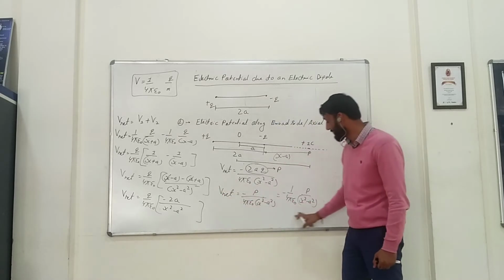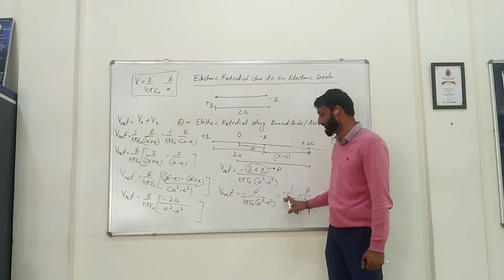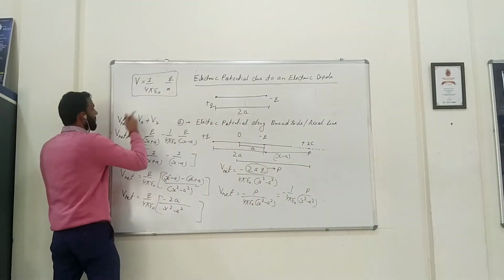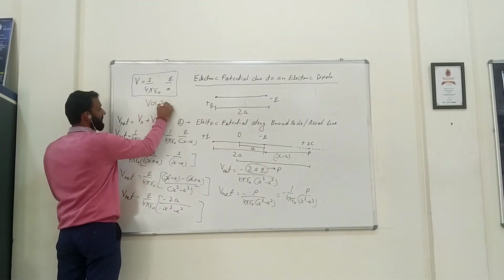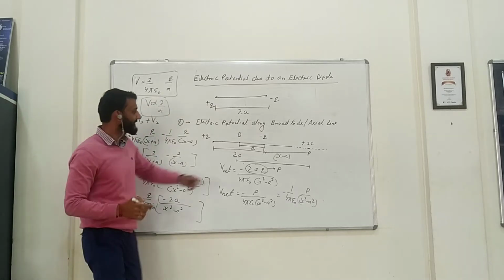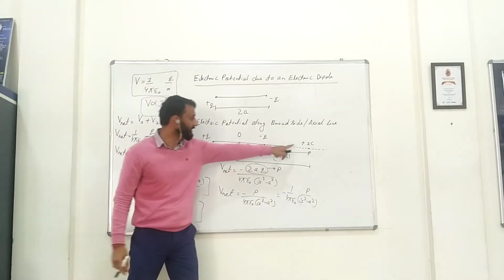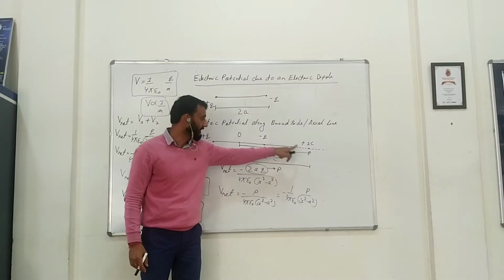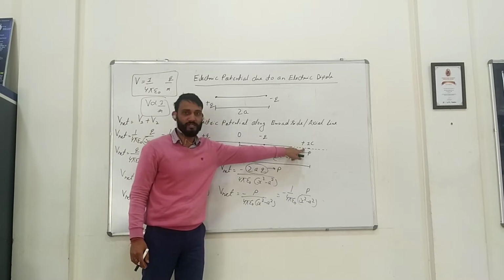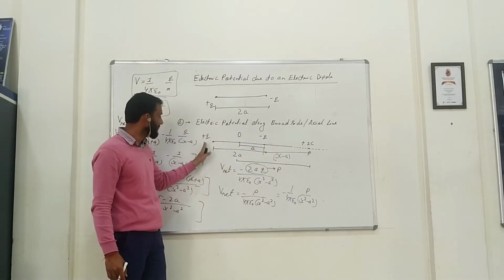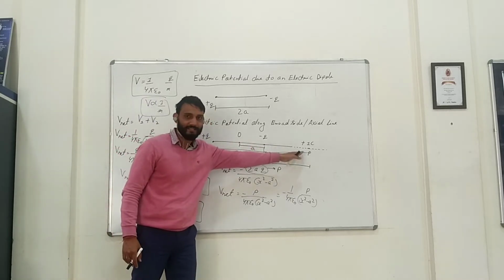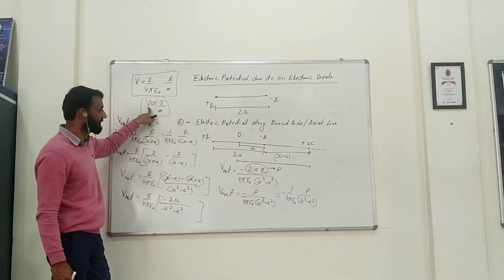this net potential is the potential due to the negative charge. Why? Because as you can see from this formula, V is inversely proportional to R. So if R is less, V will be more. Since this minus Q charge is closer to that point, the value of its potential will be more at that point as compared to this, because this is at a greater distance from this point and this is at a lesser distance. So less the distance, more will be the potential.